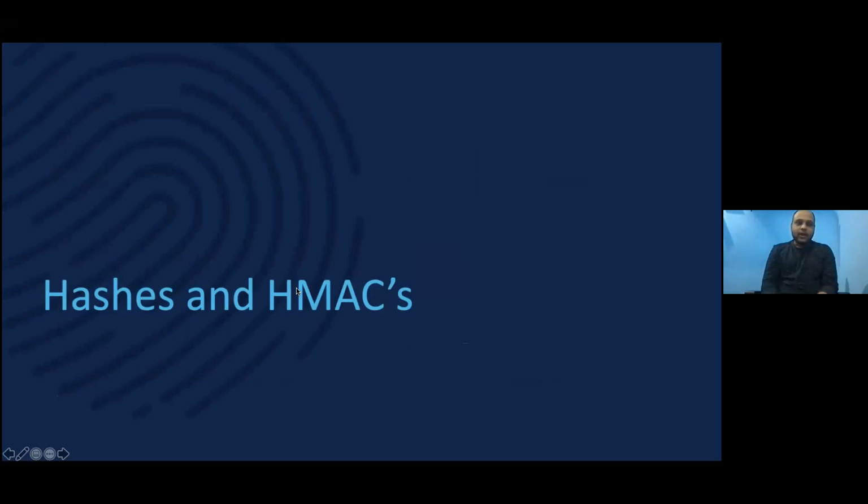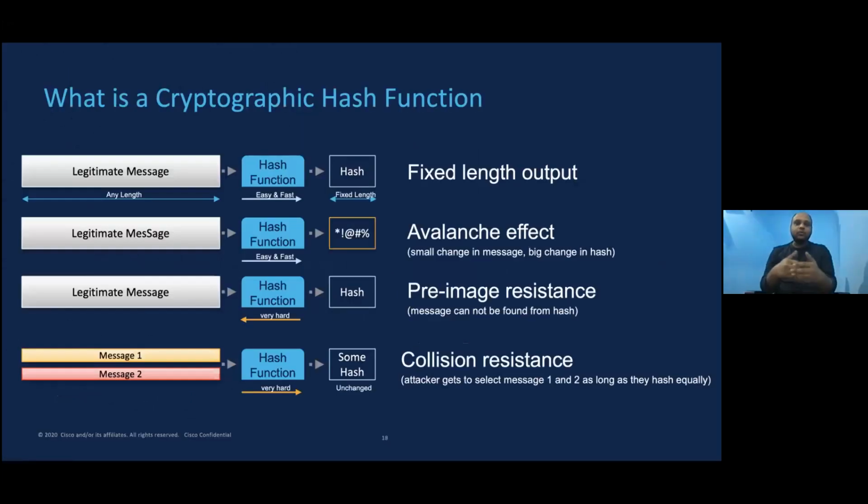So hashes and HMAC. What is a hash function? A hash function is a one-way function. It's an irreversible function where no matter what the length of the input you feed to the function, the output is always of fixed length.